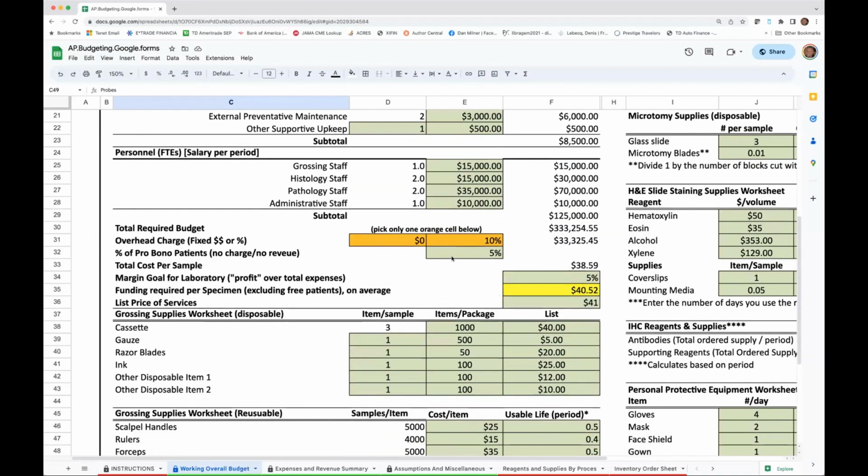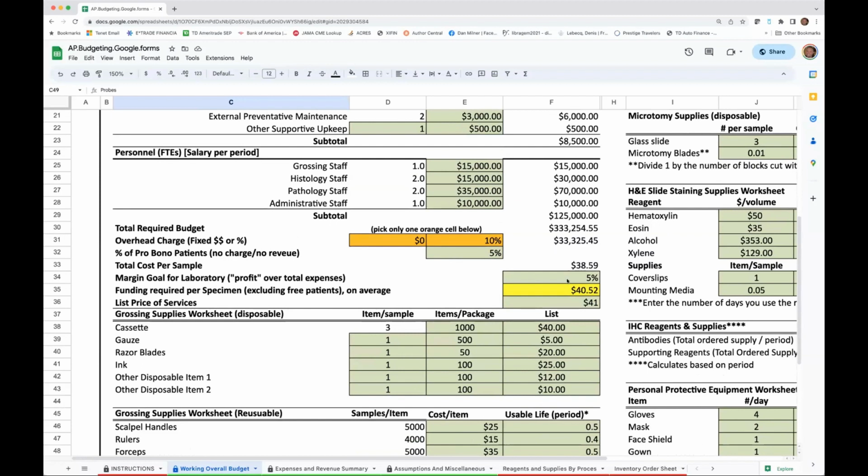The first is we need to put the percentage of pro bono patients. Now, let's say you're in a government laboratory and no patients in your lab pay for services. The services are totally free, and you want to do that. What you would put for a percentage of pro bono patients is 0. Don't put 100% because that's going to confuse the model. You put 0 and you just assume that no one is paying. Okay, that's how that will work.